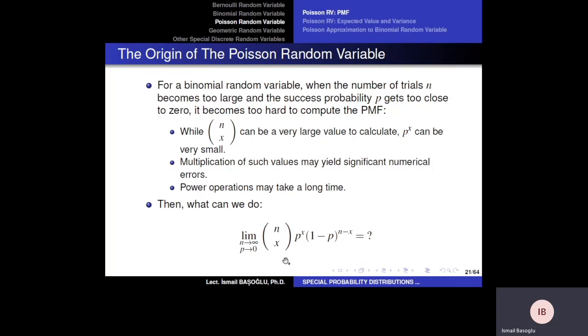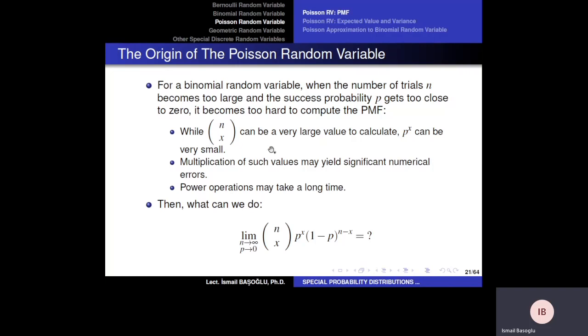If this size parameter n is too large, then calculating the number of combinations, which is n choose x, is going to get quite hard. And if p is so small, then p to the power x is going to be very close to 0, and 1 minus p to the power n minus x is going to be very close to 1. So in that case, the success probability p gets too close to 0, and the number of trials n becomes too large. So we can take the limit of this probability mass function.